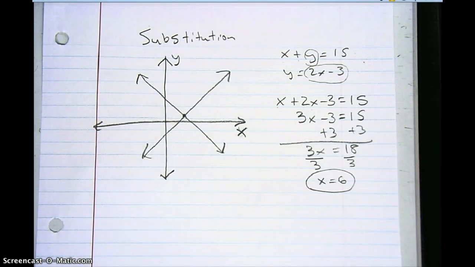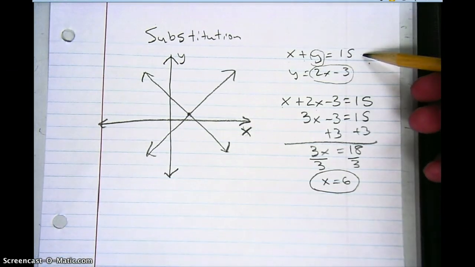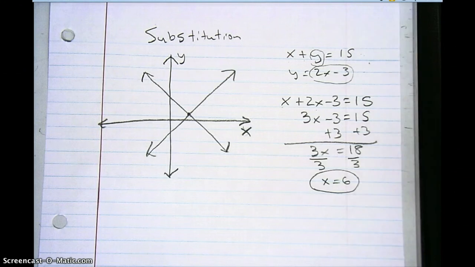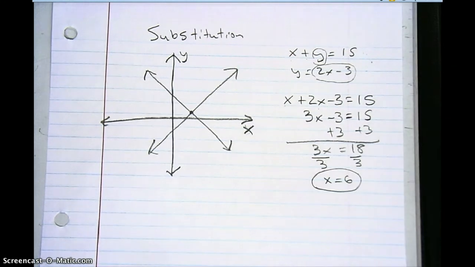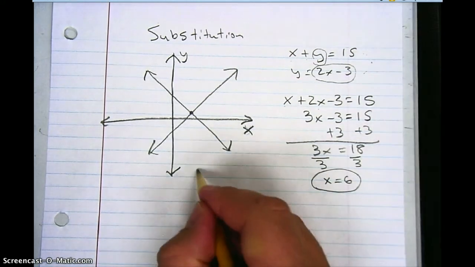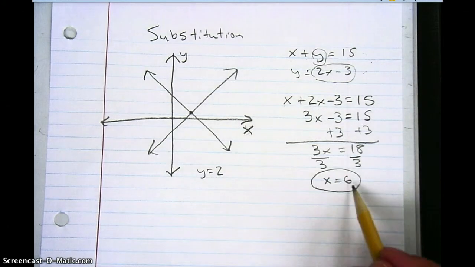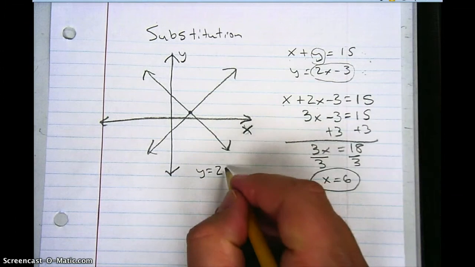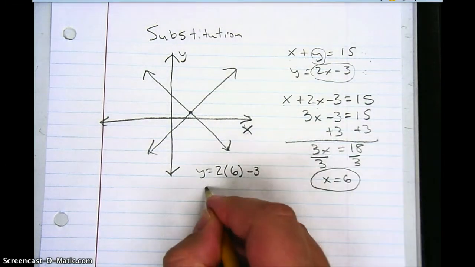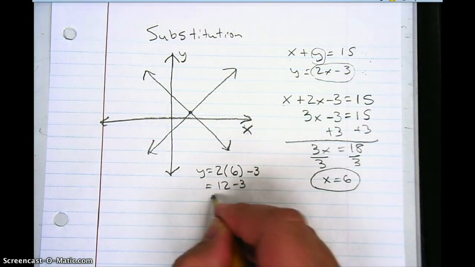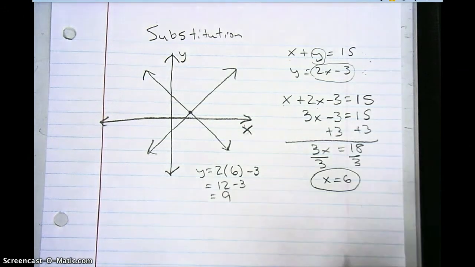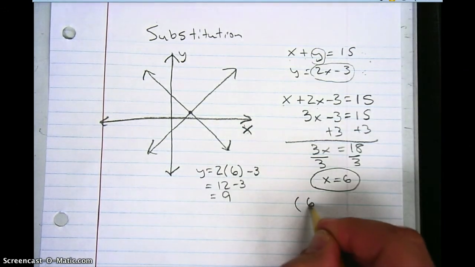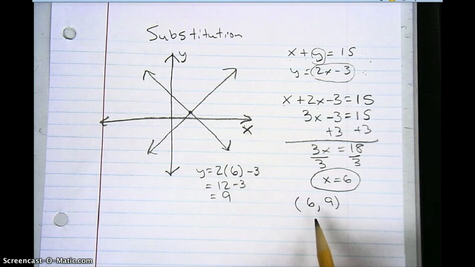So what I can do is put x equals 6 into either of my two original equations, either this one or that one, and I should get the same answer. So let's put it in the second equation first. I know y is equal to 2 times x, but instead of x, I'm going to put 6 because that's what x is equal to. So 2 times 6 minus 3, which is 12 minus 3, which is 9. So the point of intersection is 6, 9. My value of x is 6. My value of y is 9.